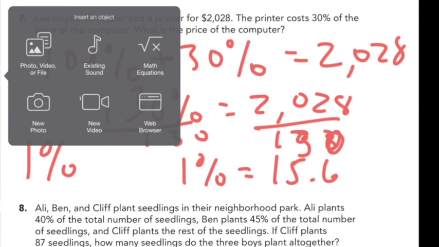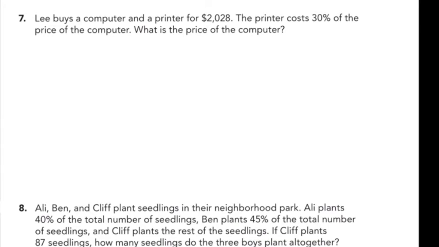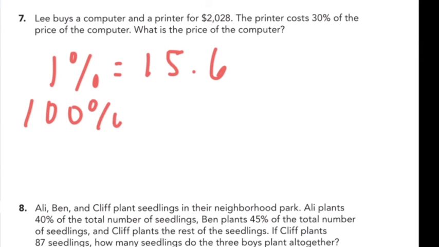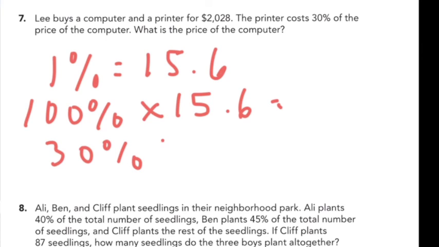So let's go back to our problem. If 1% equals 15.6, now we could figure out how much each part is, the printer versus the computer. Well, the computer is 100%, so we times that by the 1%, which is 15.6, and that'll give us our answer. You could also do the printer too, because if you take 30% and you times it by 15.6, you're going to get your answer for the printer. So either way works. One of the easiest ways is to get how much 1% costs, and once you do that, then you can multiply by how much each percentage is, and that will give you the answer.